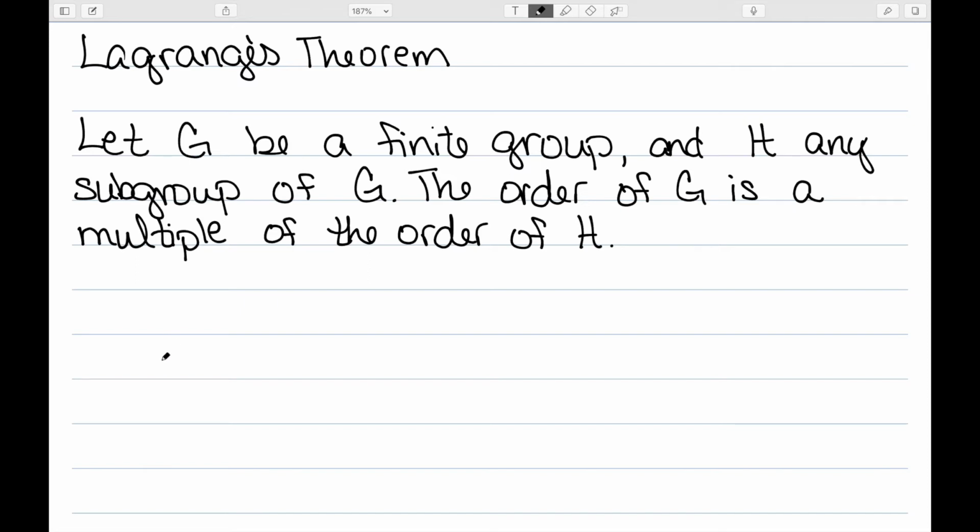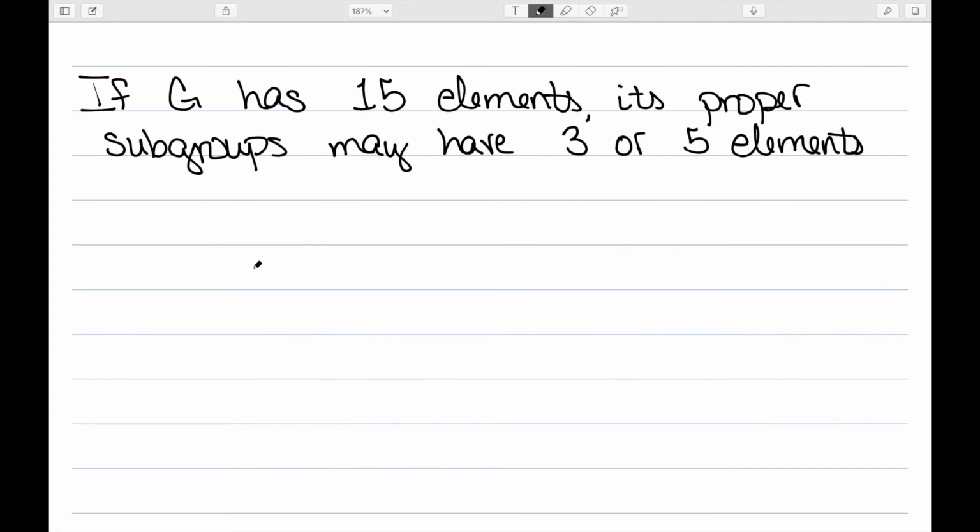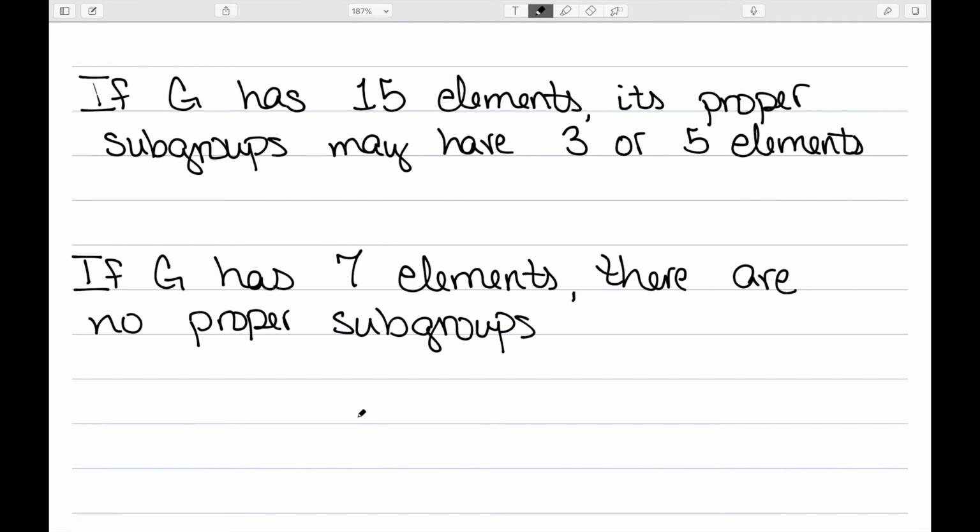But this also tells us something else. It tells us that the order of any subgroup of G is a divisor of the order of G. So I can actually talk about what different sizes of subgroups are even possible. As an example, if we have a group G that has 15 elements, its proper subgroups may either have 3 or 5 elements, and those are the only possible options. If my group has 7 elements, then there are no possible subgroups. The only numbers that divide 7 are 1 and 7, and those would not be proper subgroups.